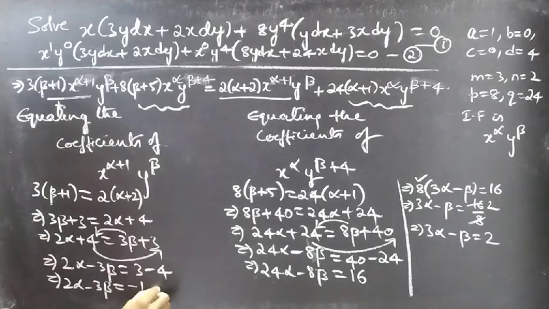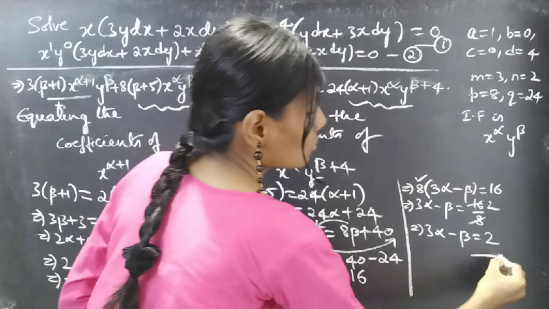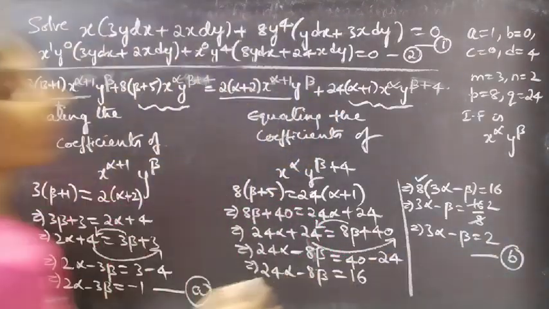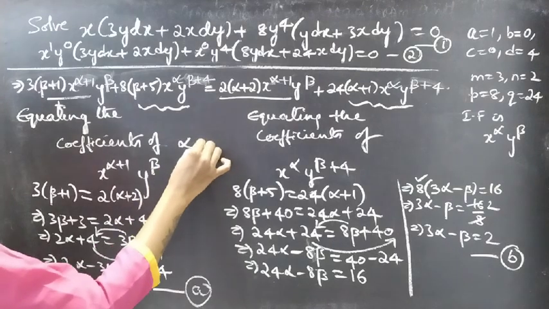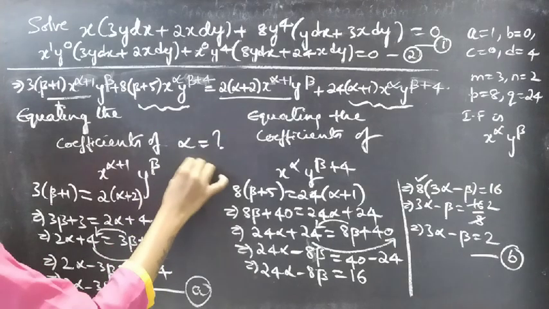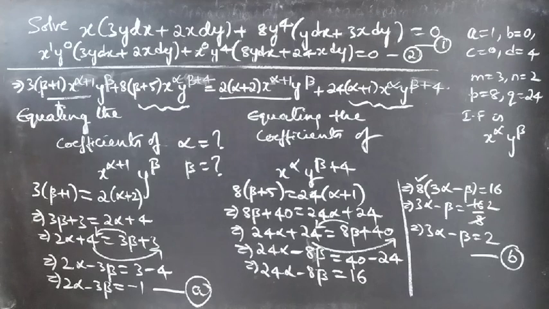Now consider this equation as equation number A and this one as equation number B. By solving A and B, we'll get the values of α and β. Okay, let's solve these two equations to find α and β here.